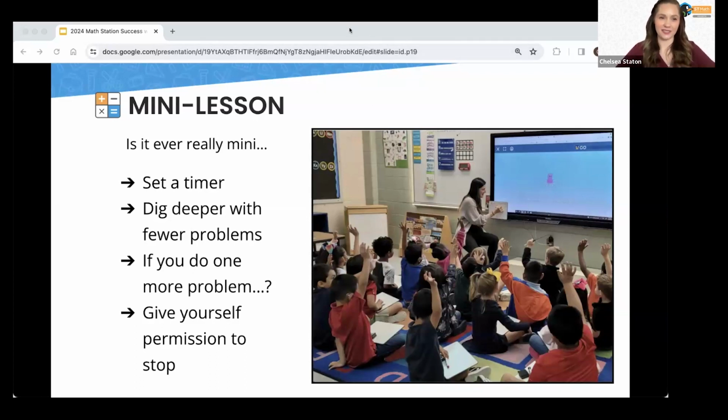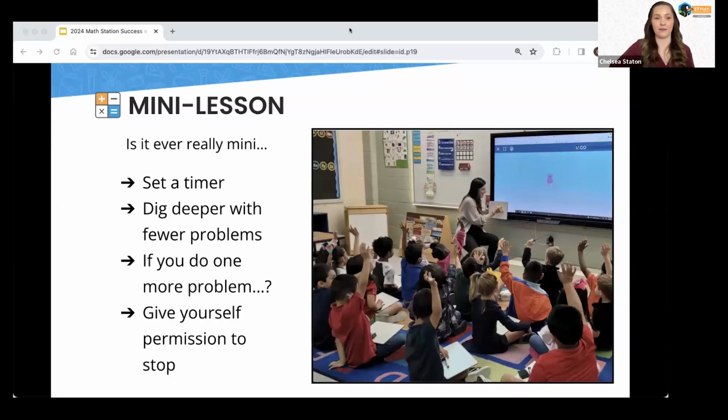So make sure we set a timer and stick with it. Don't try to do 10 problems; pick just a few problems and dig really deeply into those. And then ask yourself, if I do one more problem... Sometimes we get this mindset. It's just like when we played sports, the coach would say, let's just do it one more time, and then one more time turned into 50 more times. So think to yourself, if I do this one more problem, are all of them going to get it? The truth of the matter is, if you're sitting in a whole group and you're on a short amount of time, not all the students are going to get it, period.